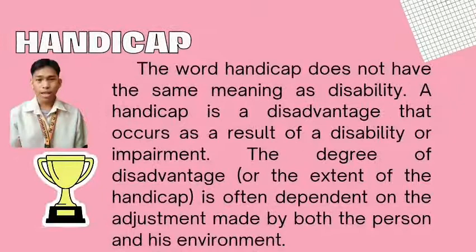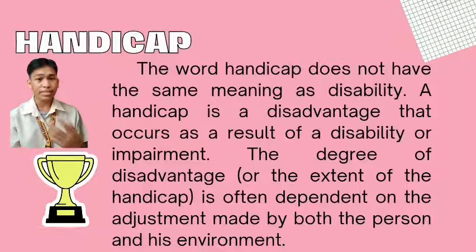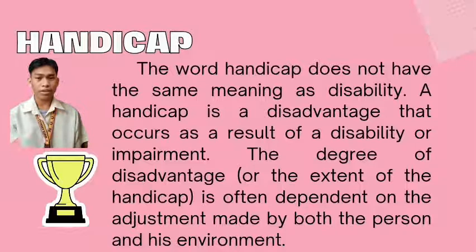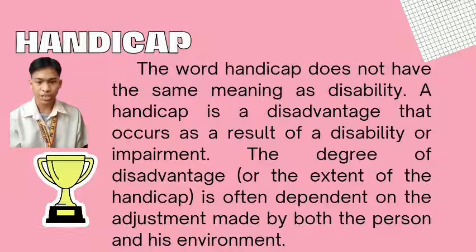Handicap. The word handicap does not have the same meaning as disability. A handicap is a disadvantage that occurs as a result of disability or impairment. The degree of disadvantage or the extent of the handicap is often dependent on the adjustment made by both the person and his environment. So, if the disability is a condition, internal or genetically inherited, and a lack of ability, the handicap, on the other hand, is a disadvantage, which is external and described as a lack of opportunity. Handicap is a weakness, a problem, or a disadvantage in fulfilling a normal life.